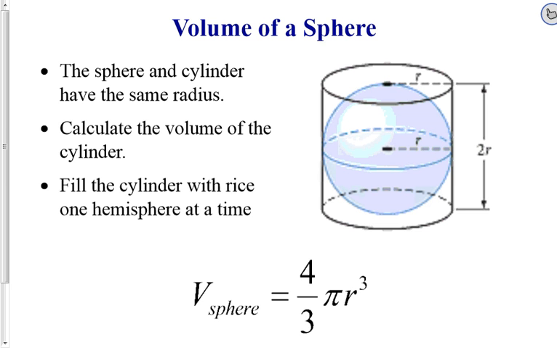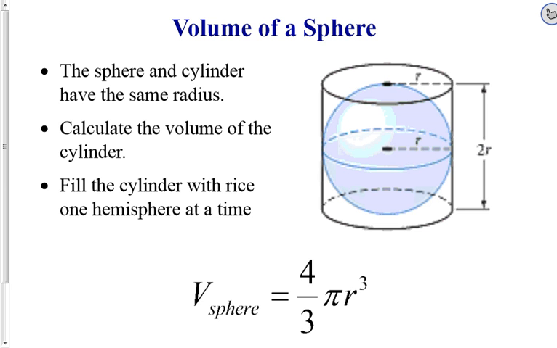So there are 3 simple steps to derive the formula for volume of a sphere. Step 1, the sphere and the cylinder have the same radius. So we have a sphere and a cylinder, and they must have the same radius. Right? If I put the sphere inside of the cylinder, I end up with the diagram here that's shown.